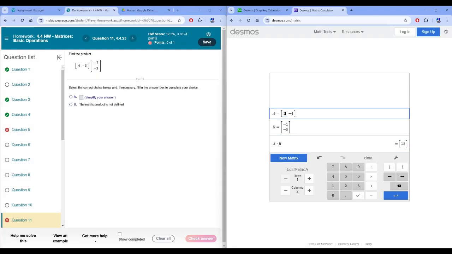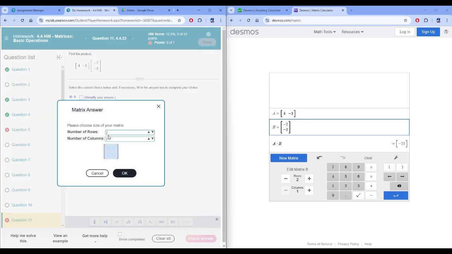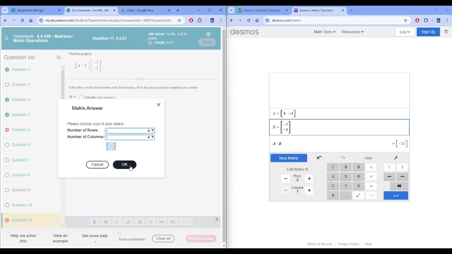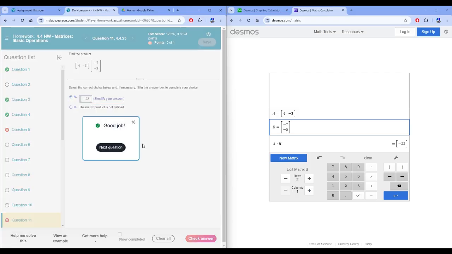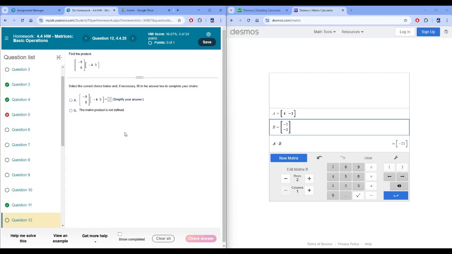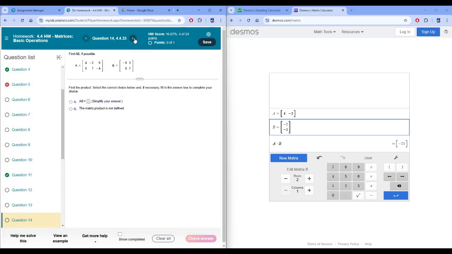That was really annoying. Let me just do this to prove it: 4, negative 3, and then this one is negative 7, tab, negative 2. So then here, my answer is a 1 by 1, and my answer is negative 22. There we go. Literally the same exact thing.